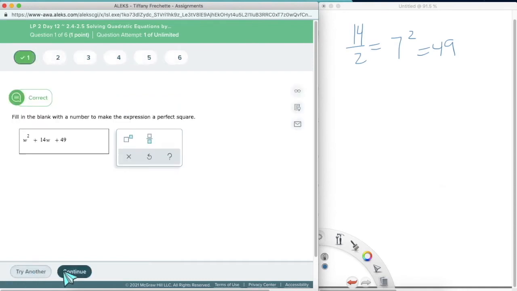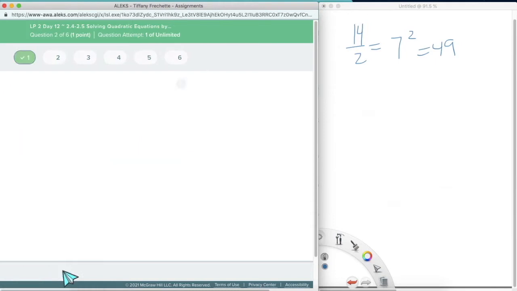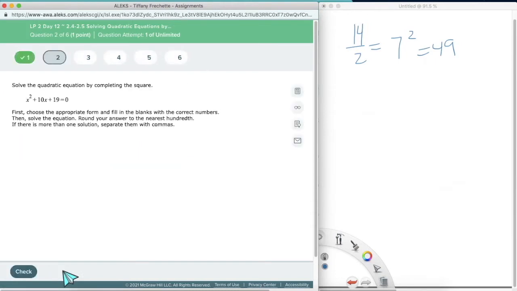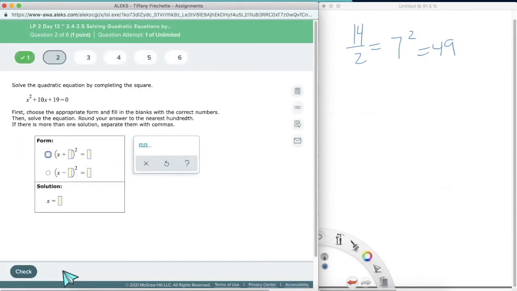So this is just about pattern recognition for some of this stuff, and it's a quick way to solve things as well. So solve the quadratic equation by completing the square. First, choose the appropriate form. So you can see we have two forms here. We have to choose, is it addition or is it subtraction? So if it's all addition, it's going to be addition. If there's a subtraction sign in here, and it will be this middle one here, then that's when we choose subtraction here.